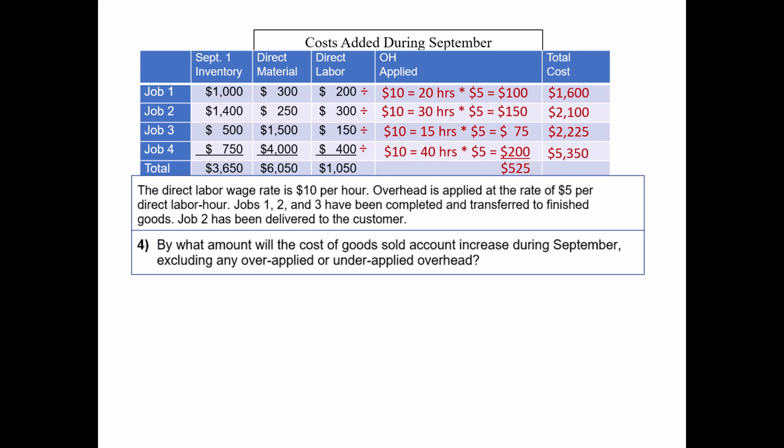Question 4. By what amount will cost of goods sold account increase during September, excluding any over-applied or under-applied overhead? Only job 2 was sold, so the journal entry would be to debit cost of goods sold for $2,100 and credit finished goods inventory for $2,100.